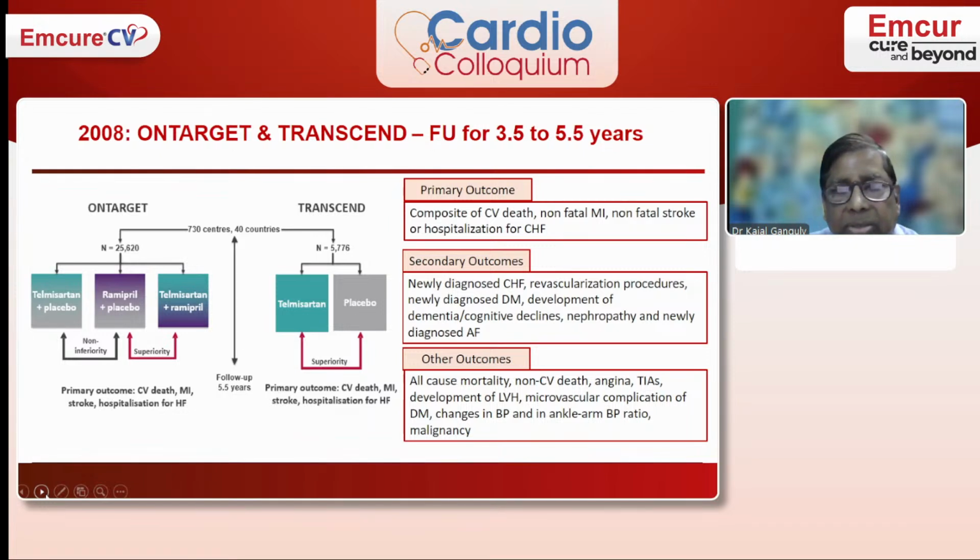Secondary outcomes: newly diagnosed CHF, that is chronic heart failure, revascularization procedures, newly diagnosed DM, development of dementia, cognitive decline, nephropathy, and newly diagnosed AF are almost the same. Other outcomes are all-cause mortality, non-CV death, angina, TIA, development of LVH, microvascular complications of DM, and changes in ankle-arm BP ratio. Again, that showed almost the same in both the groups. Next.